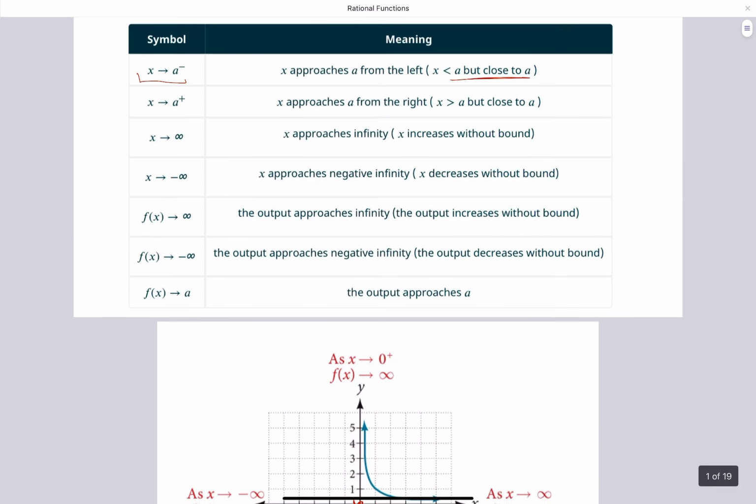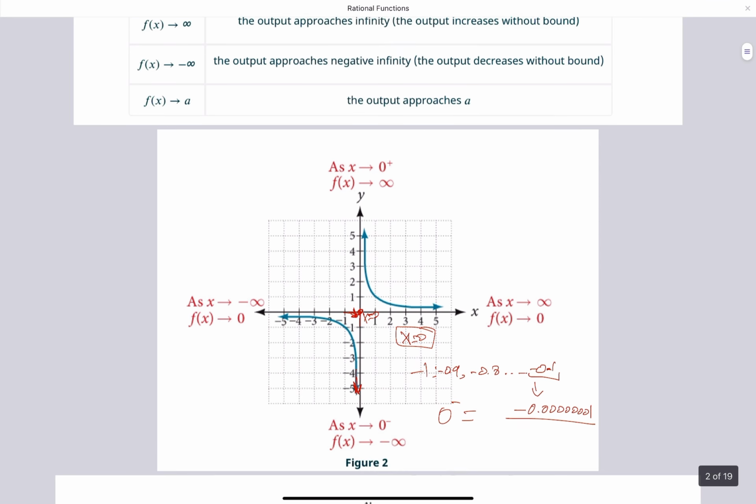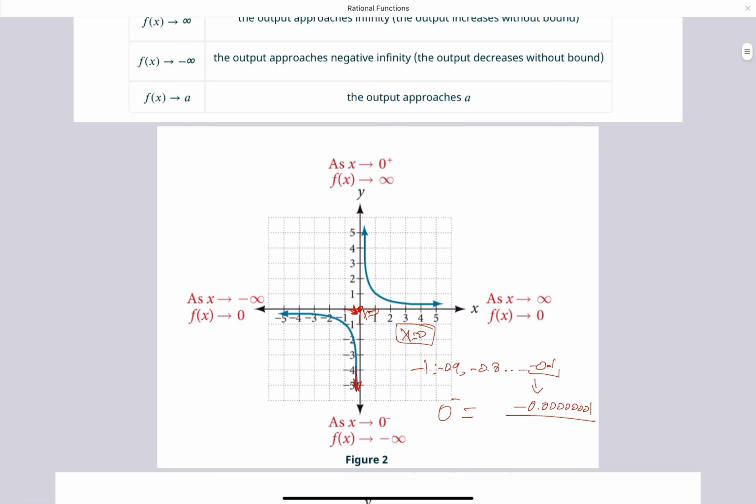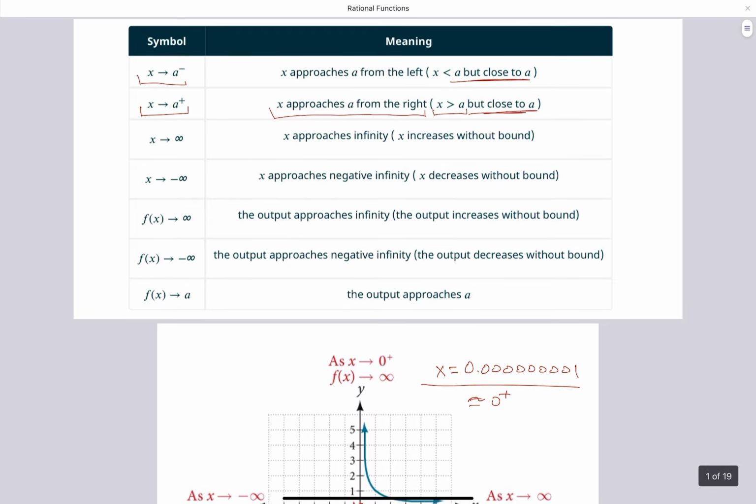Now, x approaches a positive means that x is approaching a from the right side. x is greater than a, but by a very small margin, so it's close to a. Let's have a look at this one. x is approaching 0 from the right side, that's why we have this positive sign. x would be approximately equal to 0.0000000001. It's not equal to 0, but it's approximately equal to 0, and it's approaching it from the right side.